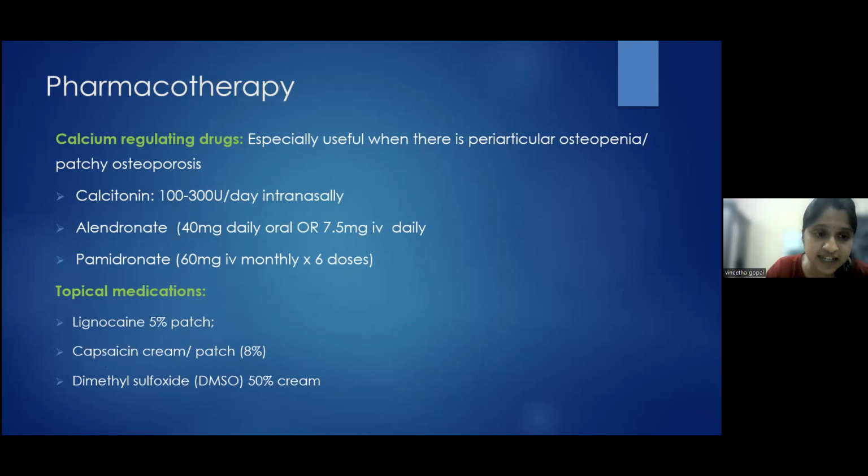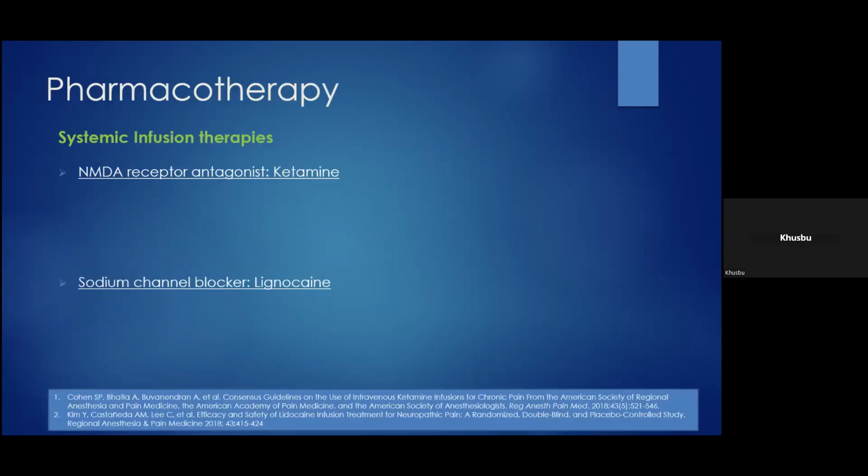But unfortunately, in Kerala, 5% lignocaine patch is not available. Capsaicin cream is available. Is lidocaine patch available outside Kerala? Yes, it is available elsewhere in India. In Lucknow, I used to use it, but not in Kerala. I have contacted certain company personnel. They told me that if you contact the personnel directly, they will send it to the patient or something like that, which can be done.